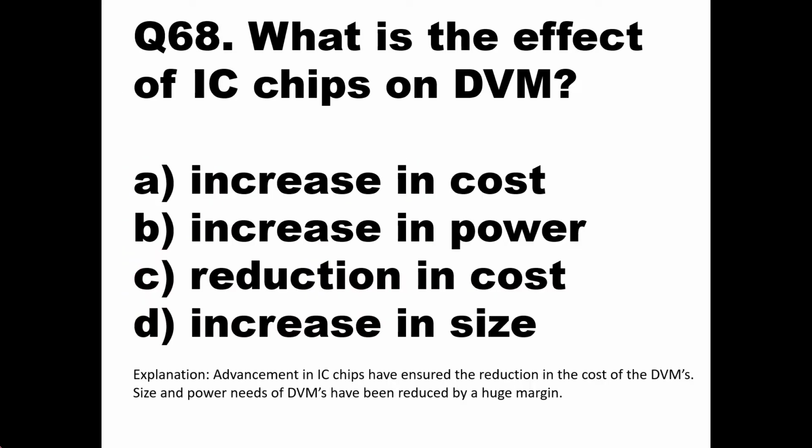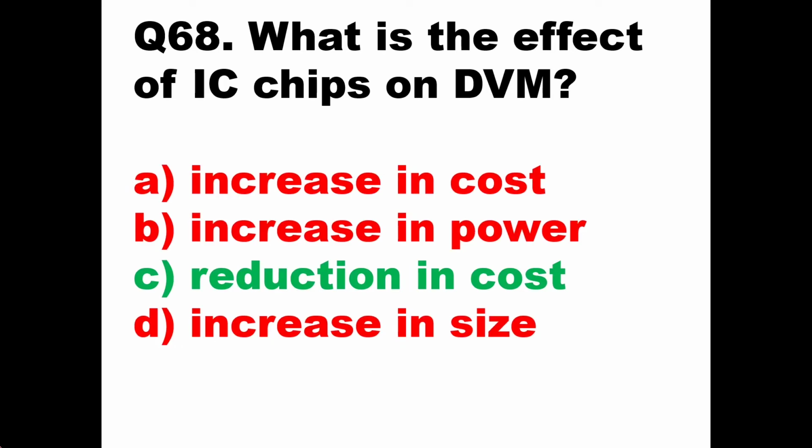Question number 68: What is the effect of IC chips on digital voltmeter? The options are increase in cost, increase in power, reduction in cost, and increase in size. Out of this, option C, that is reduction in cost, will be the right answer here, because the cost will come down once your size and power have been reduced by a huge margin. So option C will be the right answer, a reduction in cost. Then we'll go to the next question.